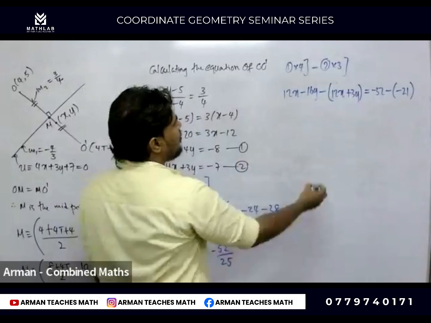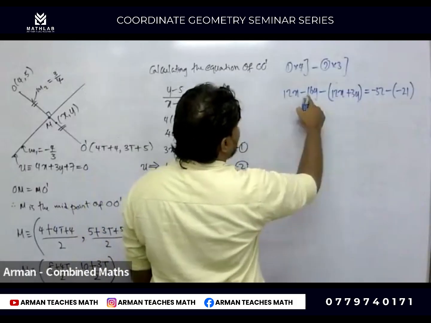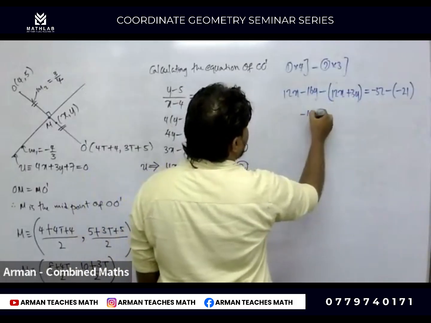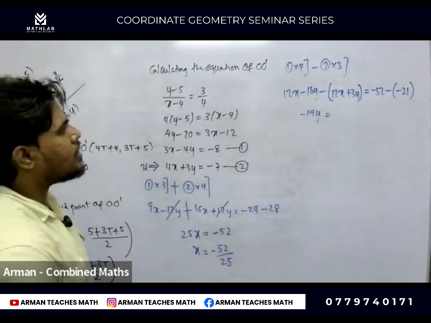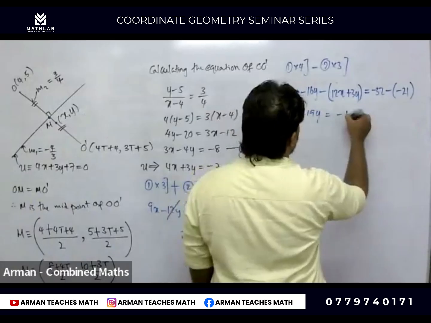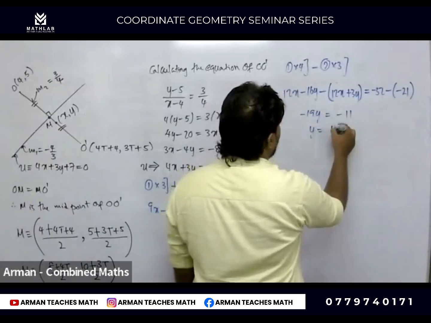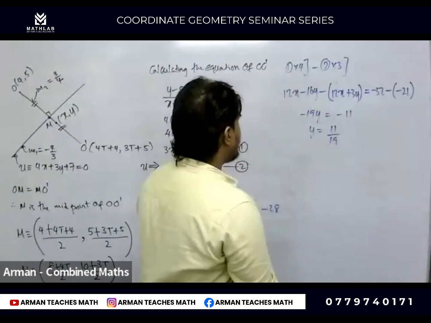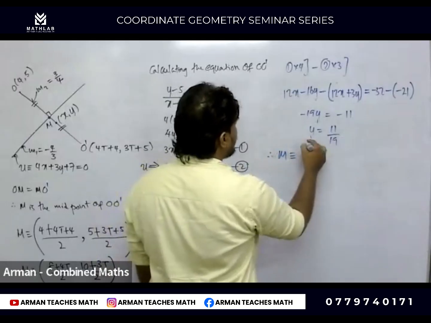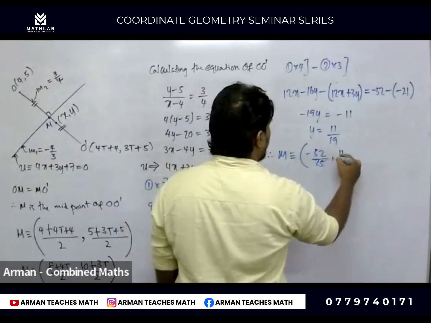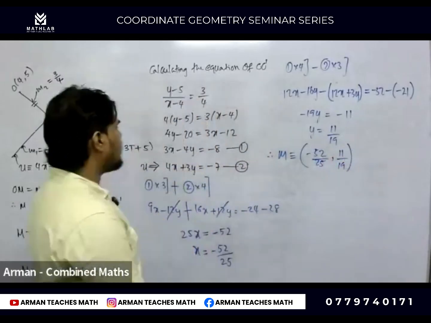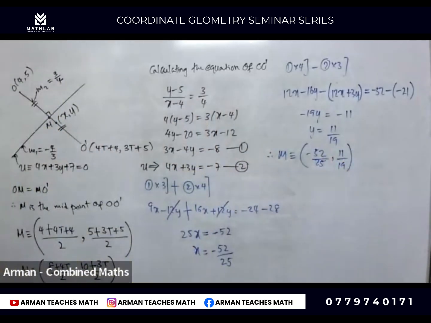Okay, no? Simplify, 12x cancelling out, we get minus 16y minus 3y, minus 19y, equals 32 plus 21, equals minus 11. So y equals 11 over 19. So therefore, M point's coordinates we get, x coordinate is minus 52 over 25, comma, y coordinate is 11 over 19. Okay, no? Right. So we got the same M point's coordinates.